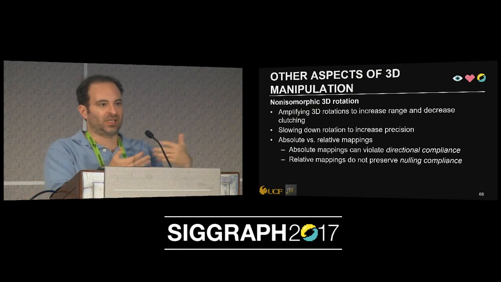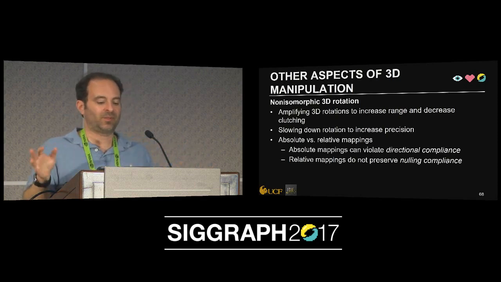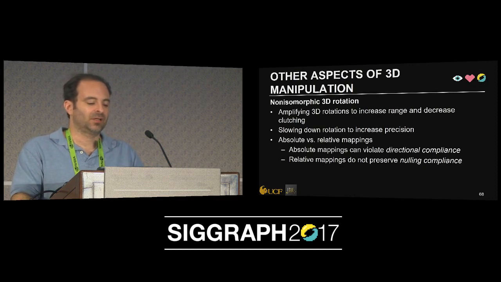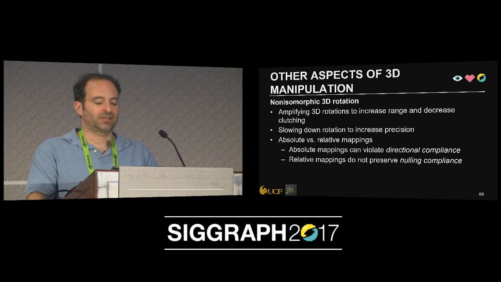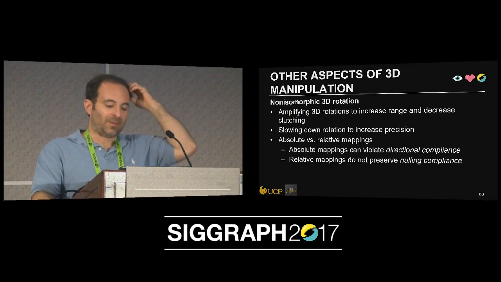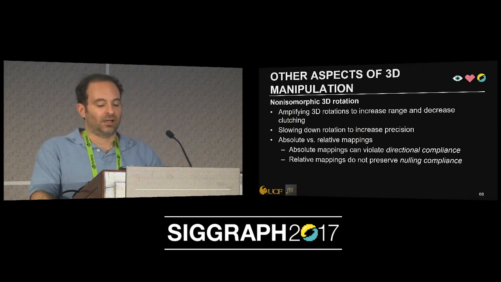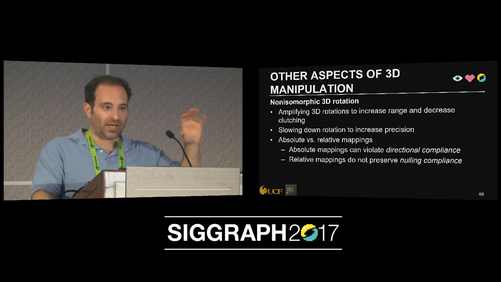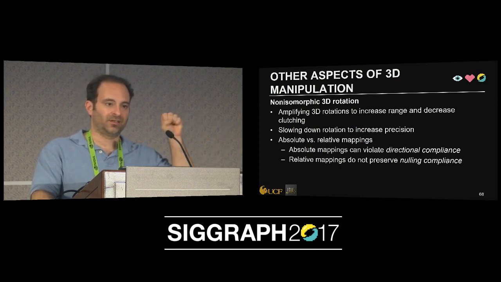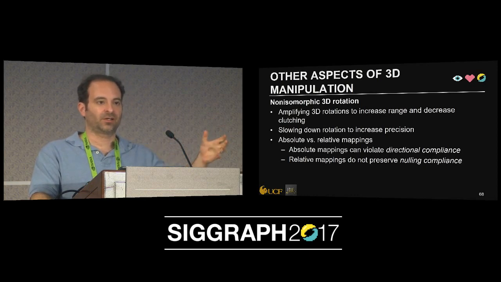And there are different ways that you can implement this. It's absolute and relative mapping. This is a little more technical in terms of implementation, but just know that when you do absolute mappings, that violates something called directional compliance, which means that when you do absolute mapping, you don't know the direction in which you actually did the manipulation, because you're starting off at initial orientation 0, and you're automatically going to the specific orientation you're in.